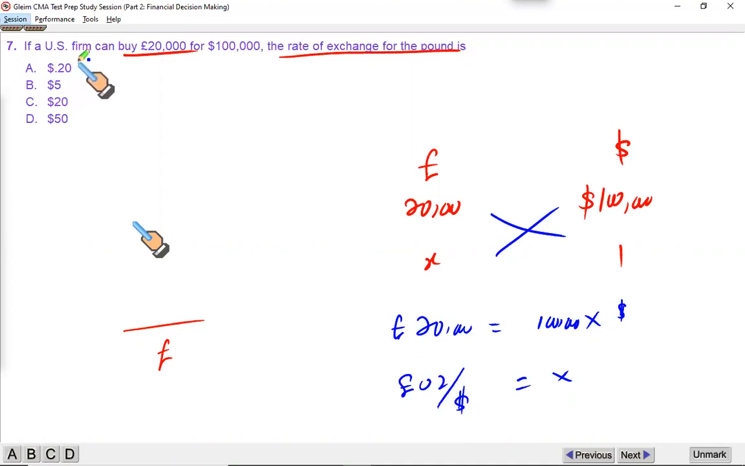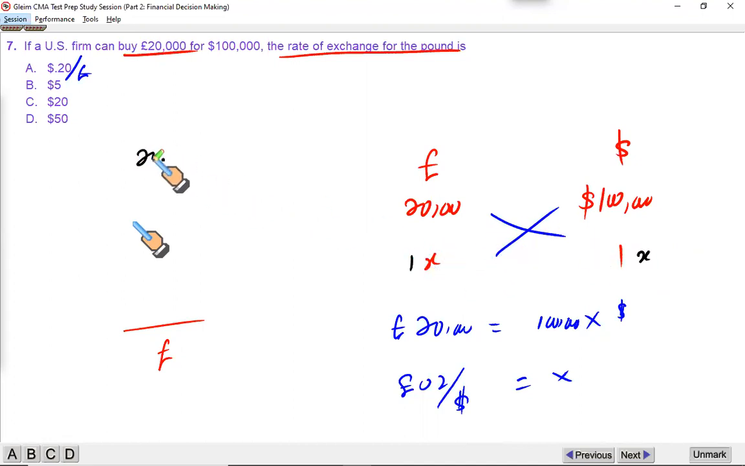So the question says we need to find dollar per pound. So this is not the right calculation. Remember, it is either pound per dollar or dollar per pound. Look at the options here. It is dollar, these many per pound. So you have to reverse your calculations. And what you're going to do now, you're going to put X here. Let me write in the other color, X and 1 here.